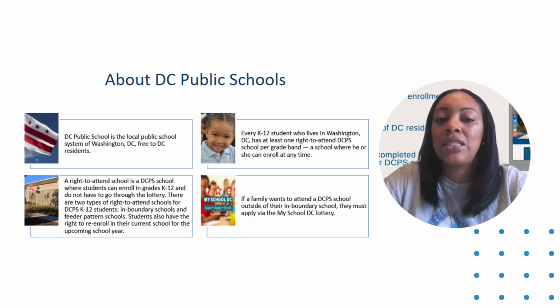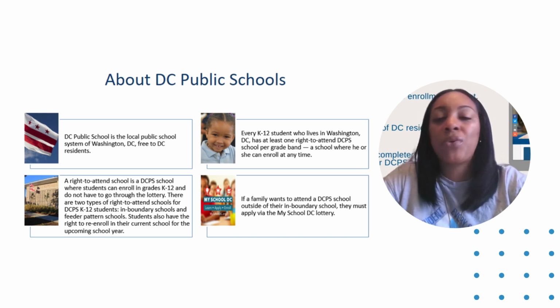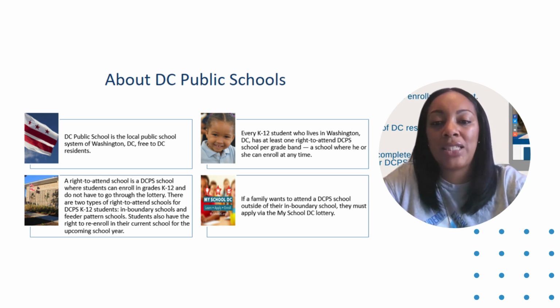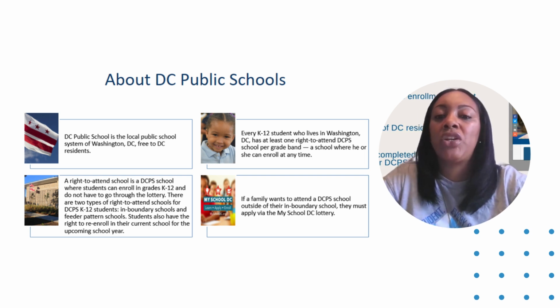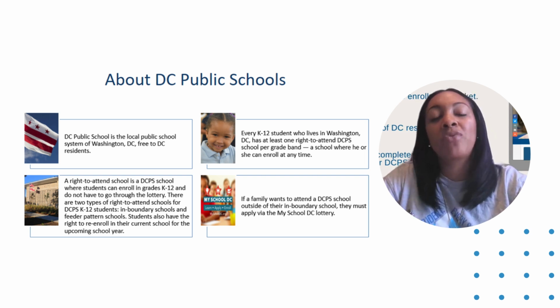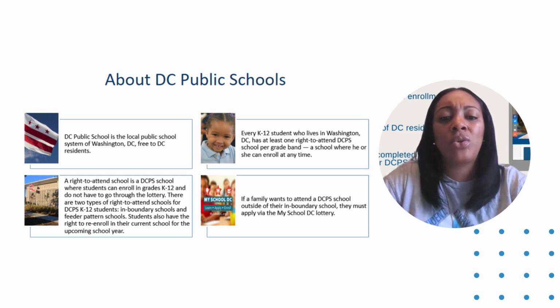So DCPS is the local public school system of Washington, D.C., free to all DC residents. Every K-12 student who lives in Washington, D.C. has at least one right to attend DCPS school per grade band. This is a school where he or she can apply or enroll at any time. So a right to attend school is a DCPS school where students can enroll in grades K-12, and they do not have to go through the lottery.